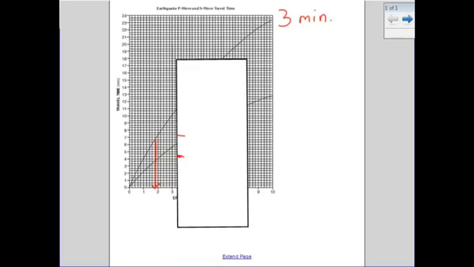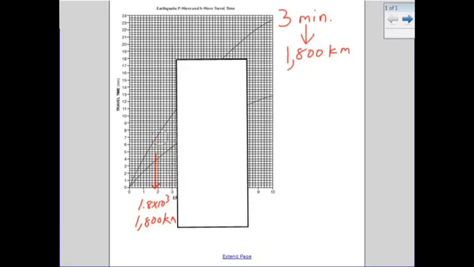This right here would be 1.8 times 10 to the third, which would be 1,800 kilometers. Okay, so we would say if the difference between the P and S waves is 3 minutes, it would be 1,800 kilometers from the epicenter. Okay, let's do one more of these examples.